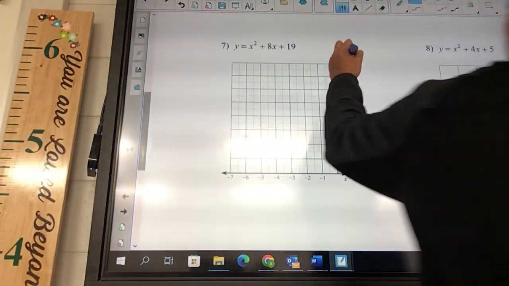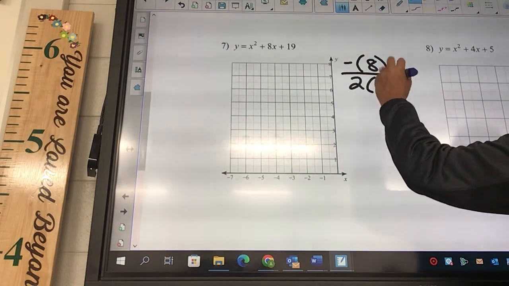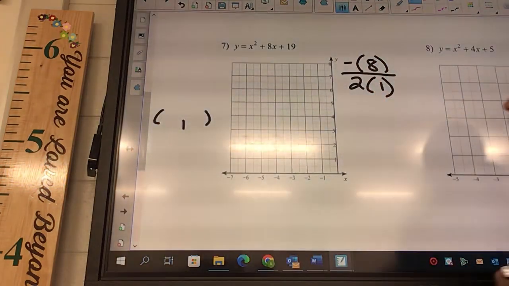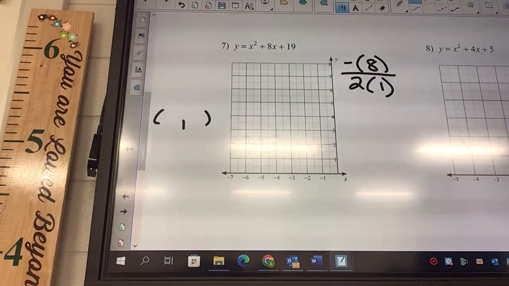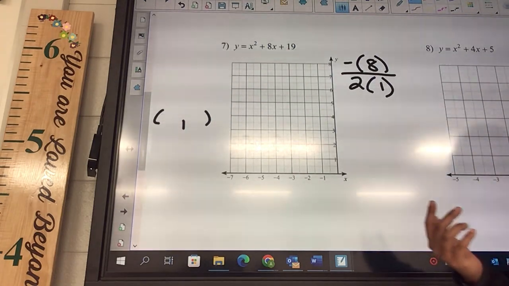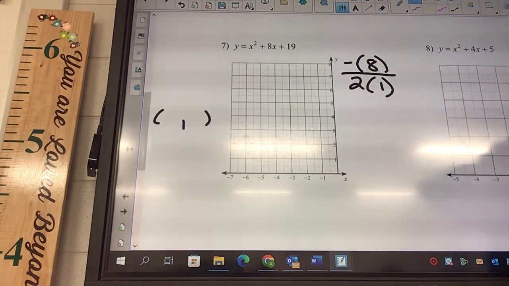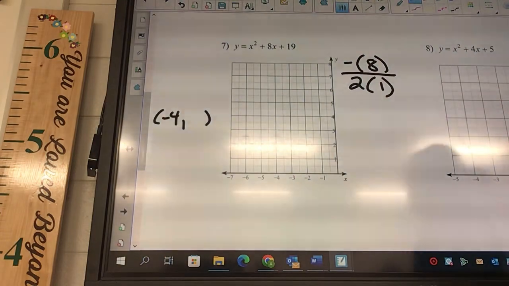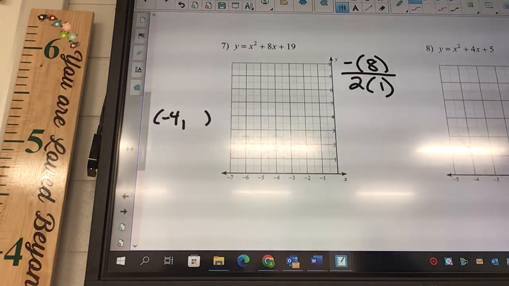Okay, last one, I got negative b, which is a, over 2 times my a, which is 1. Yeah, you should get -4. And some of these you can kind of do in your head. We got a -8 on top, and 2 times 1 is 2, so -8 divided by 2 is -4. So everywhere above, we're plugging in -4.